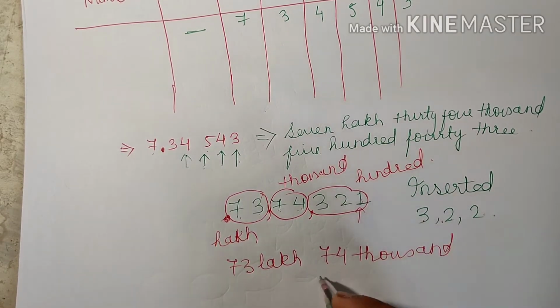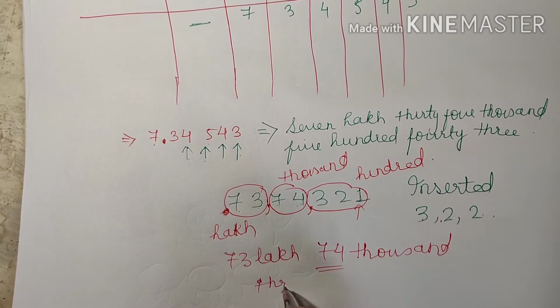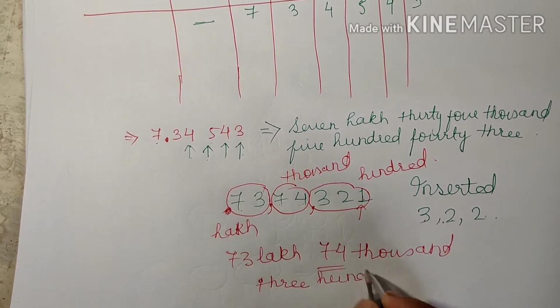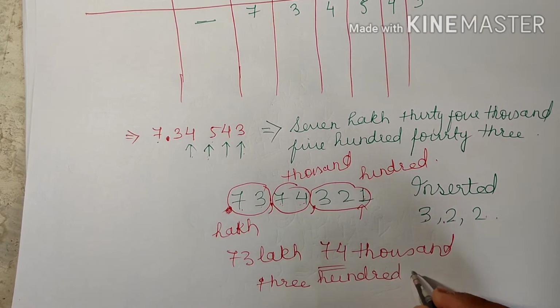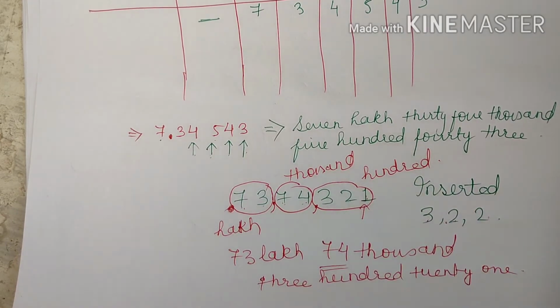Sorry, this number you write it in words. 74,321. In this way you write a number in expanded form.